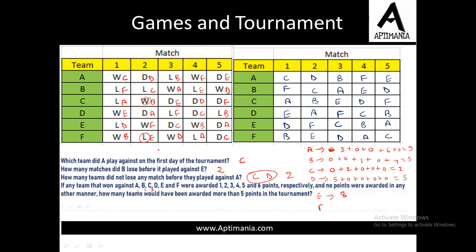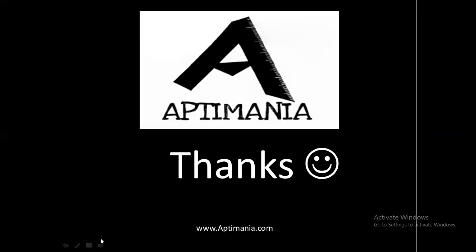Now F won from B and D. So 2 points from winning from B and 4 points from winning from D. So the total becomes 6. Now the question was how many of them scored more than 5 points. So more than 5, we can count F, we can count E, and we can count A. So the correct answer is 3. Fine. So I hope this set is clear to you. Thank you.